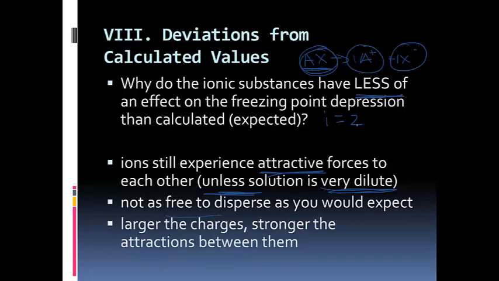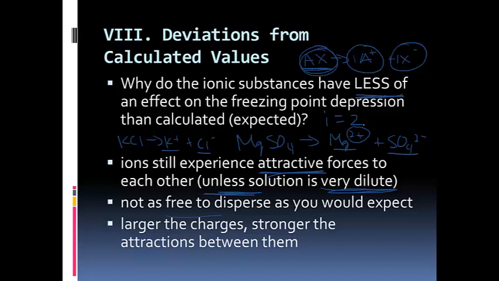Now why did the MgSO4 have a different actual I value than the KCl? MgSO4 breaks up into Mg2 plus and SO4 2 minus. The KCl only broke up into K plus and Cl minus. We should still get 2 particles and 2 particles, but the plus 2, minus 2 has a greater attractive force than the plus 1, minus 1. So the larger the charges on the ions, the stronger the attraction is and the bigger the deviation from the expected I value.